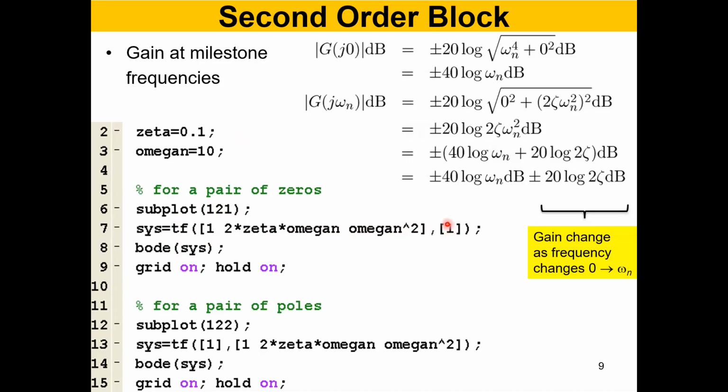Okay. You can write this 1 as 0, 0, 1. That is also okay because this is the second order block, right? Or if you just simply say 1, that is also okay.